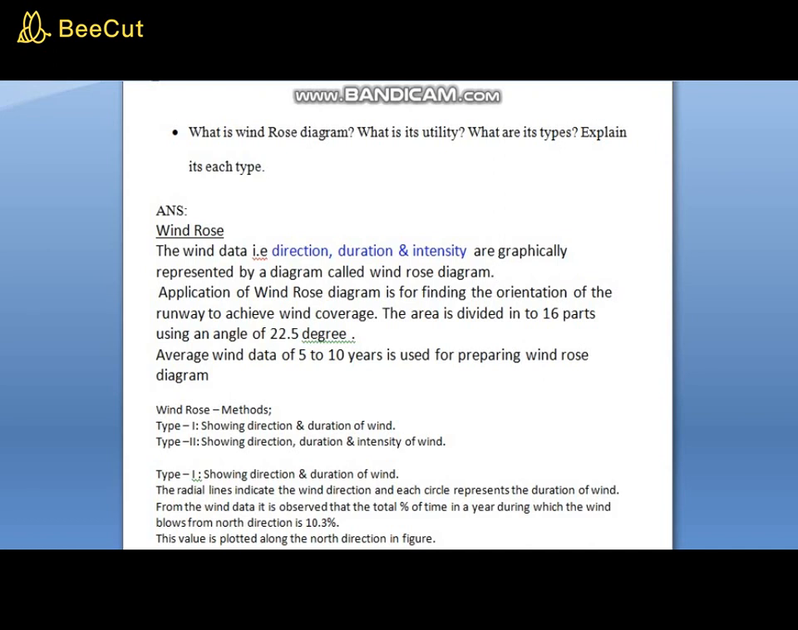Application of Windrose diagram is for finding the orientation of the runway to achieve wind coverage. So what is the application of Windrose diagram? What is its utility? Utility is nothing but uses or application. Application of Windrose diagram is for finding the orientation of runway to achieve wind coverage. To achieve wind coverage, this Windrose diagram is used.